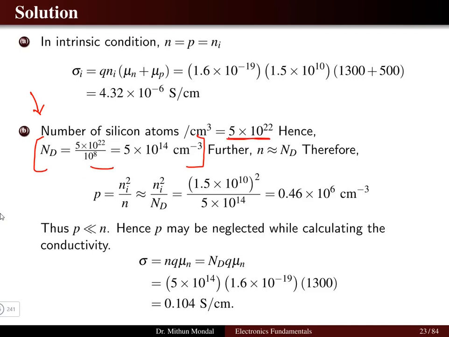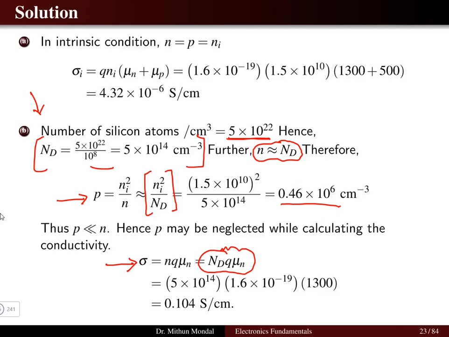We also know that the majority carriers in the donor case will be the electrons. Hence, from the mass action law, we can find the number of holes is equal to ni squared by Nd, which is equal to 0.46 into 10 to the power 6. And hence, the conductivity we can determine using the formula of number of electrons into charge into its mobility.